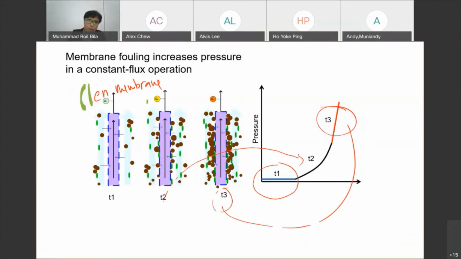Sometimes if you operate at too high a negative vacuum, your pump cannot suck the water, you suck air because of that. That's why it's also not advised to run the system above probably minus 0.4 bar. So this is the phenomenon of the dynamics of the pressure as a function of time. Of course, this is because of the fouling. I will not discuss that here.